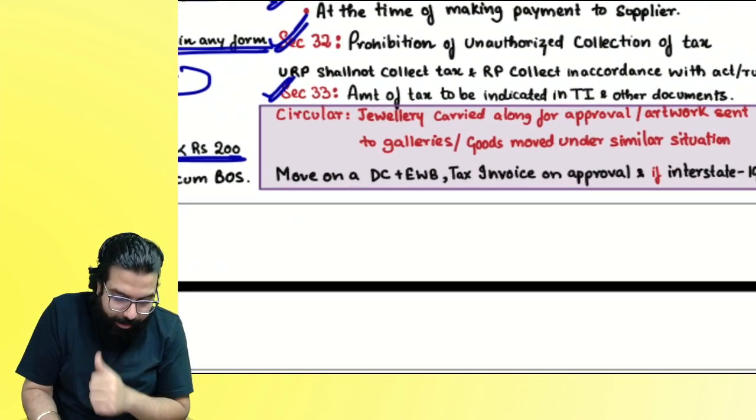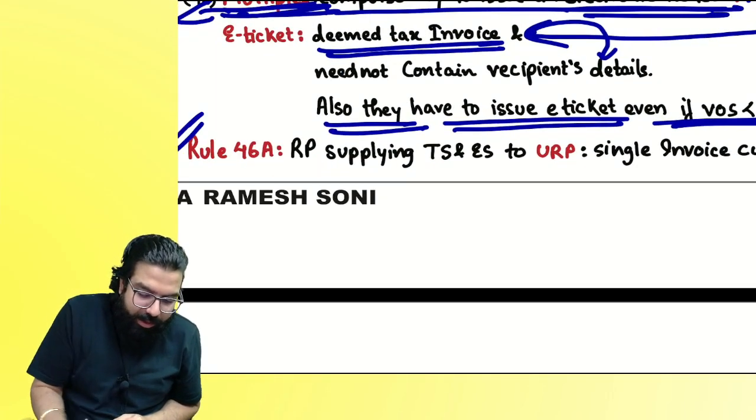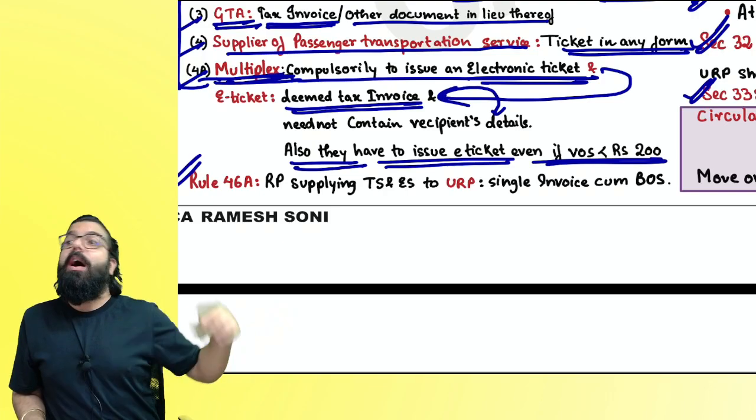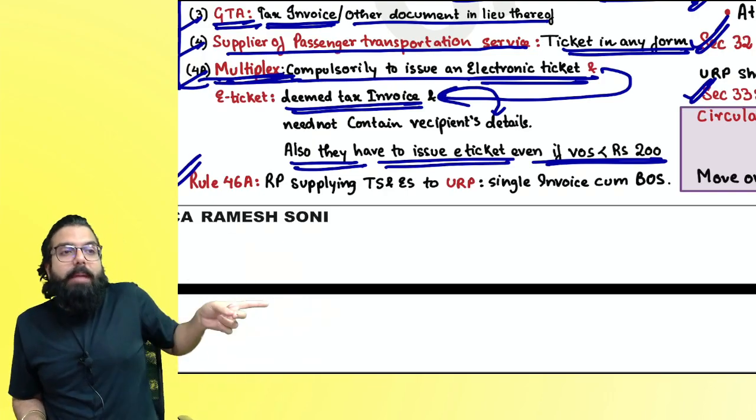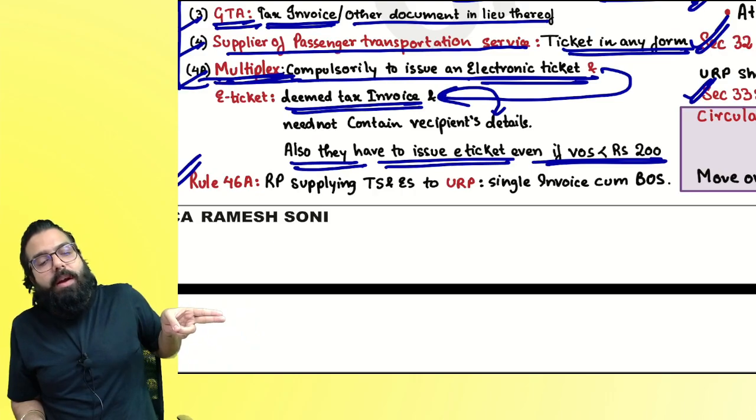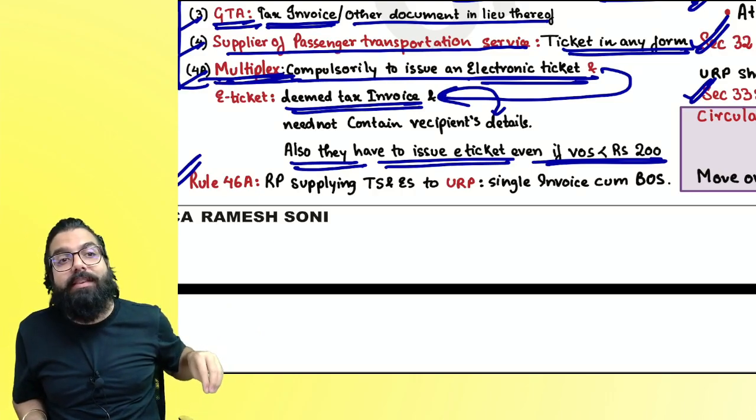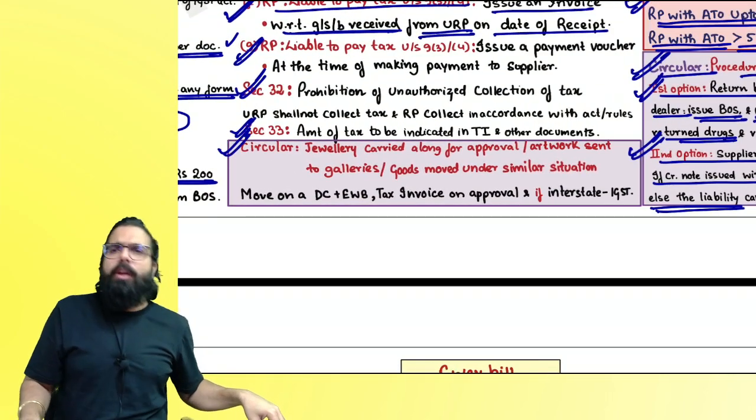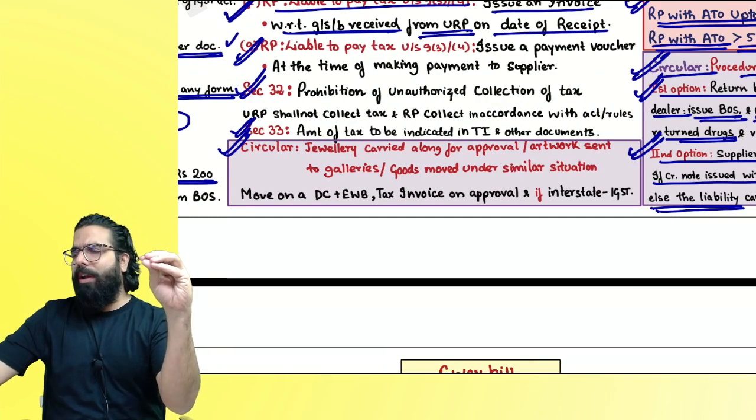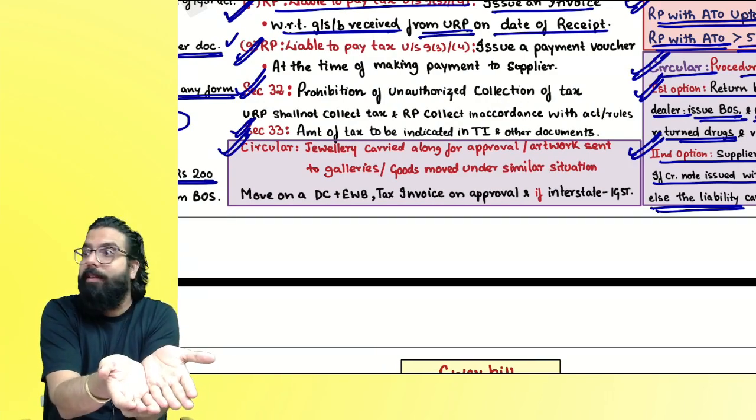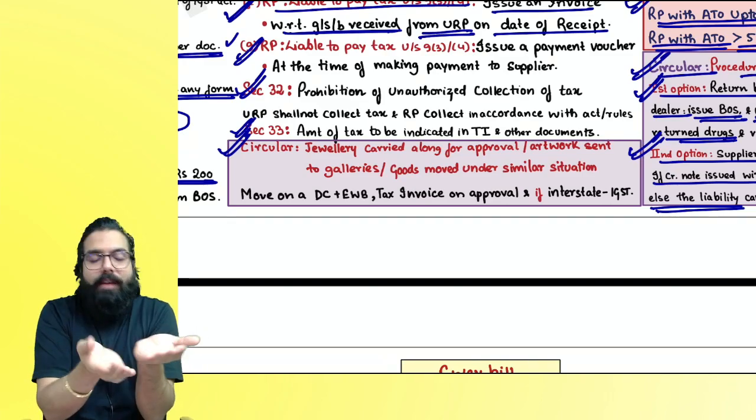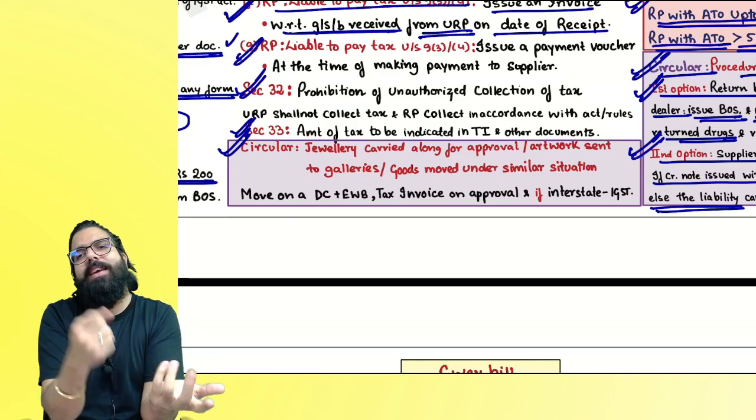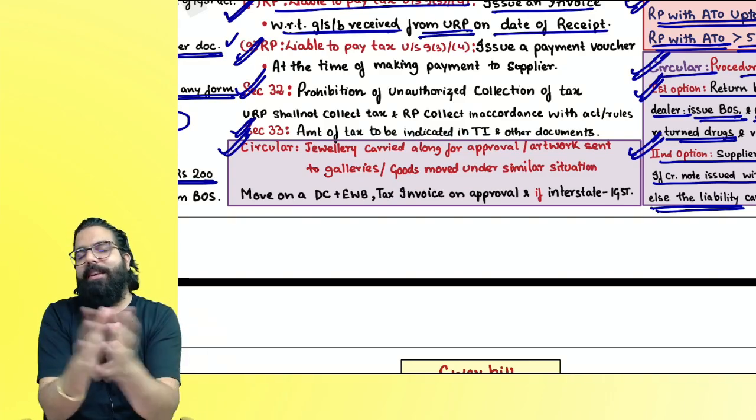Here there is a small circular. If I am a registered person supplying taxable supply and exempt supply to an unregistered person, instead of giving one bill of supply and one tax invoice, I can give one combined document known as invoice-cum-bill of supply. Now there is one circular over here. Jewelers, when taking their jewelry from one state to another on approval basis, can move along with a delivery challan. If the sale happens, they will issue an invoice at the time of approval: intrastate CGST, SGST, interstate IGST.